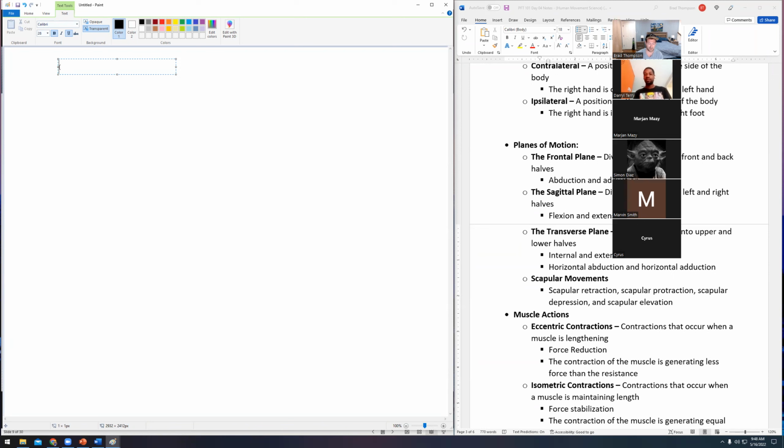Lateral row. Lateral row. You mean like a wide grip row? Okay. Yeah. Love that. All right.